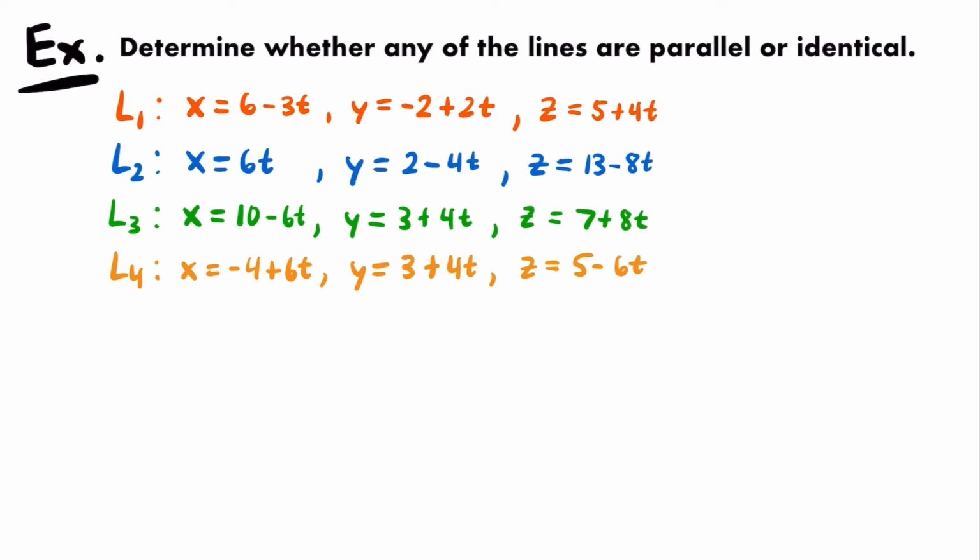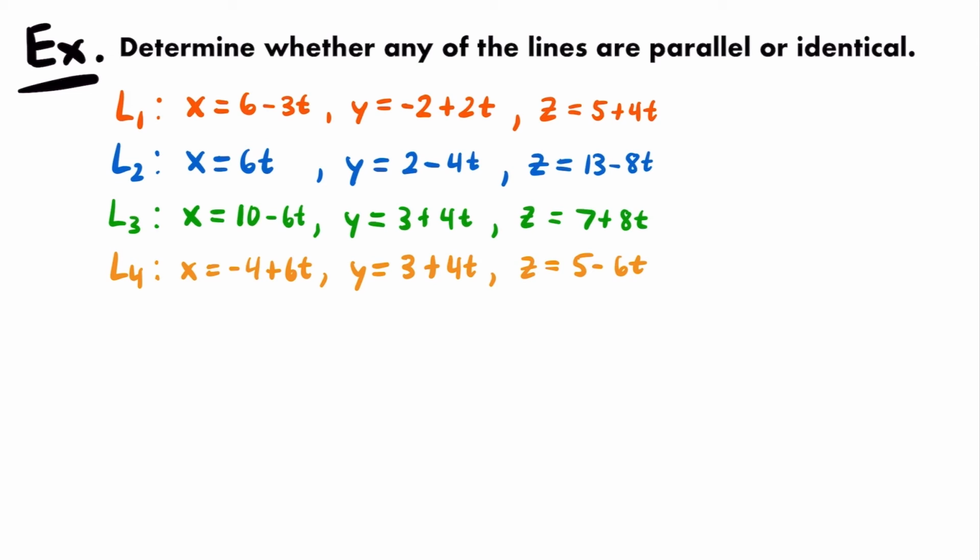Okay, and so the first thing that we want to do here is just write out what the direction vectors are for each of these four lines. And so let's start with line 1, or L1. For L1, we have x is equal to 6 minus 3t, y is equal to negative 2 plus 2t, and z is equal to 5 plus 4t.